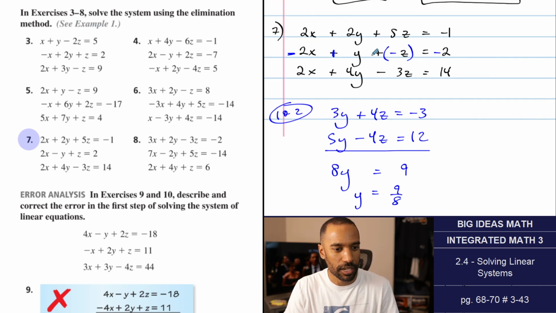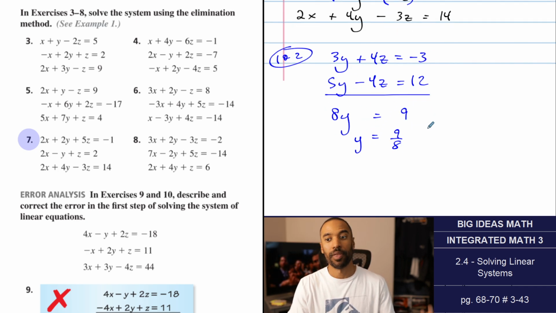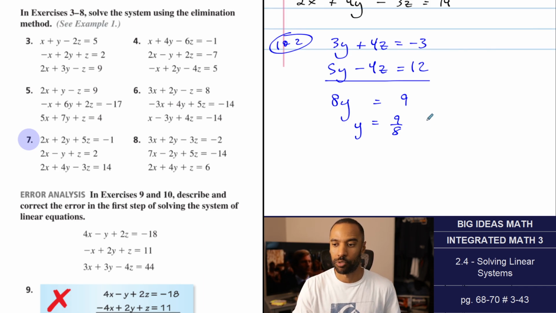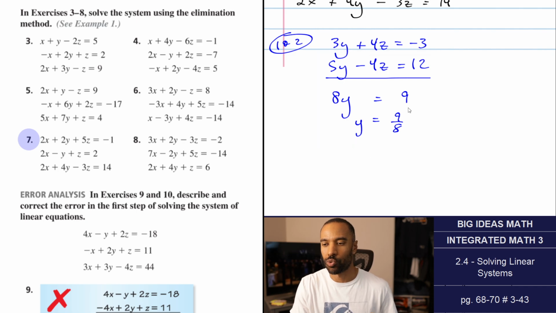Let's make sure I wrote the problem right. 2x plus 2y plus 5z is negative 1. 2x minus y plus z is 2. And I changed these to negative: negative, plus, minus, minus. And then 2x plus 4y minus 3z is 14. Yep, that's good. Made it negative, combined: 3y, 4z, negative 3. 5y, negative 4z, 12. 9, 8, eliminate, 9/8. Yep. Listen, that's the answer. Unless they made a goof on the problem, that's the answer. So that is y's value.